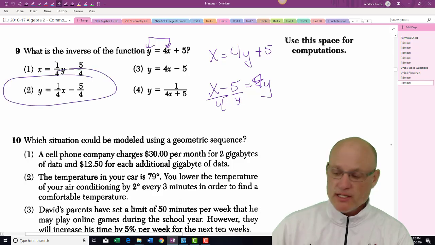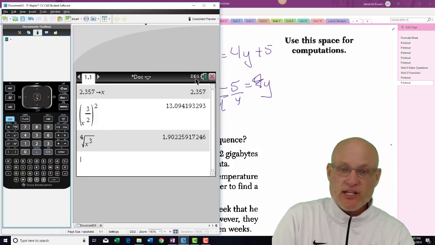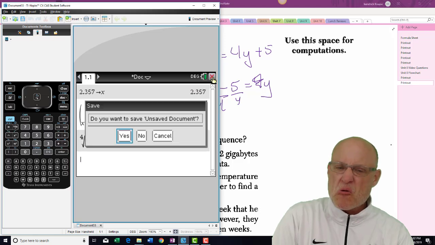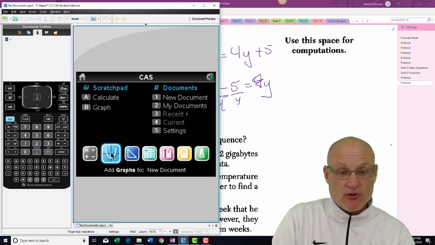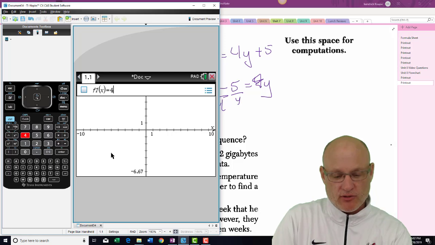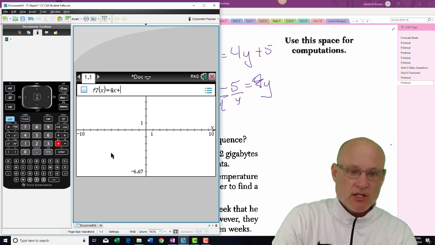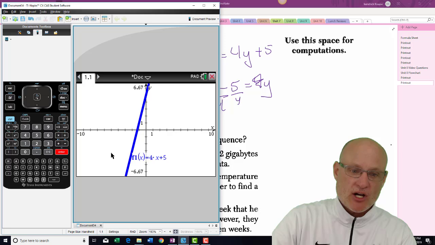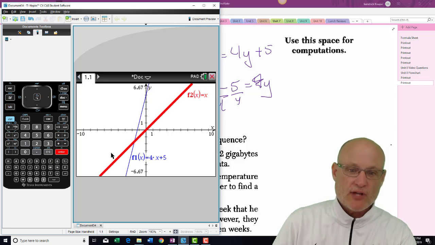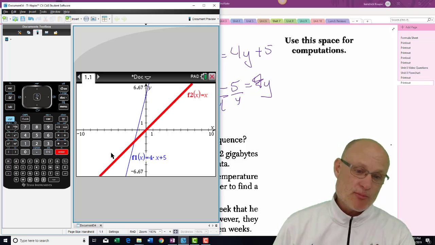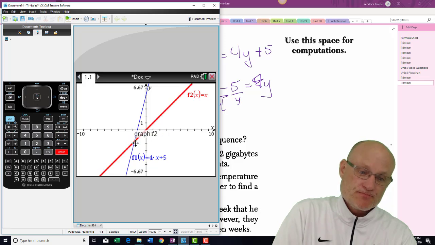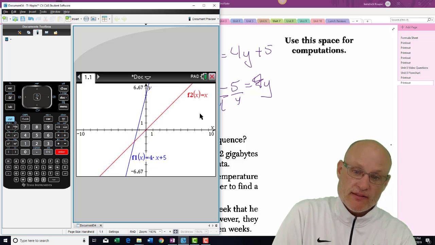Boom. Now, I'm going to check this one graphically, too, because even though that was an easy question, and I know I didn't make a mistake, I've said before I didn't make a mistake, and I did make a mistake. So 4x plus 5. Now, remember, inverses are reflections over the line y equals x. So if that's true, it better go through this point right here, and it better look something like this.